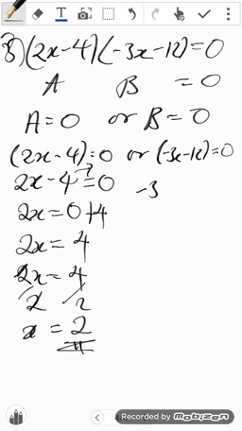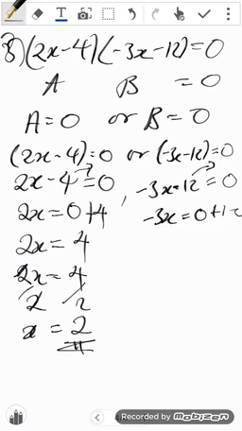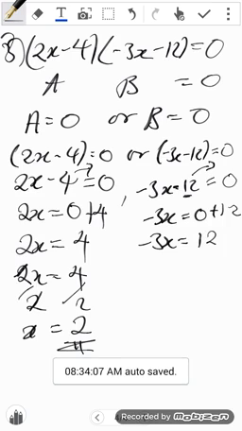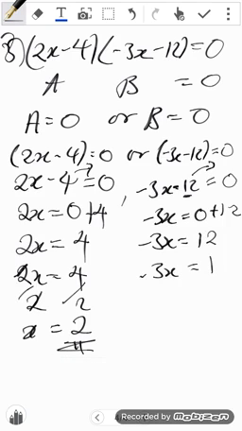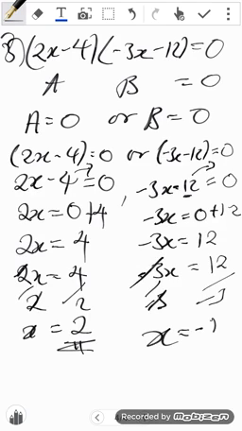Then on the other hand, you have negative 3x minus 12 being equal to 0. So we cause the negative 12 to cross the equal sign, so you can remain with negative 3x being equal to 0 plus 12. Now it's going to be a plus 12 because the 12 here is negative, so when it crosses, it's going to be a plus 12. So you'll be having negative 3x being equal to 12. Negative 3x can never be equal to just 12, so we divide both sides by the number with x, which is negative 3. So x is equal to 12 divided by negative 3, which is negative 4. You have solved the equation.